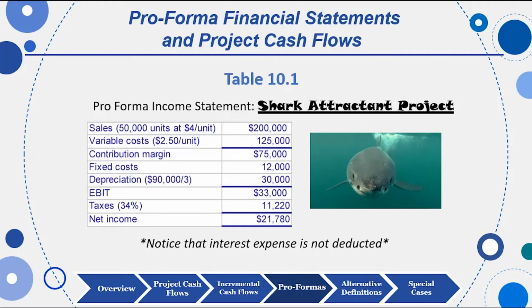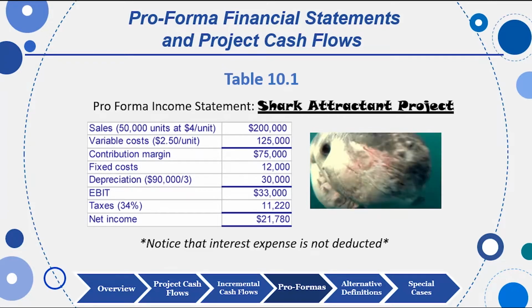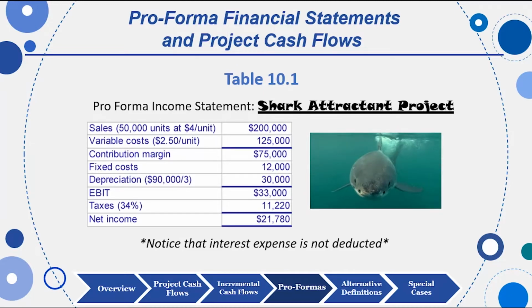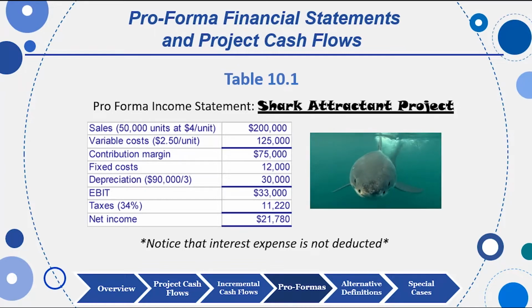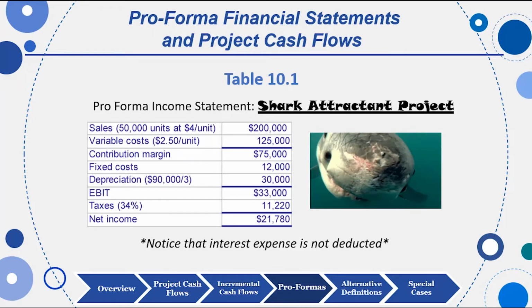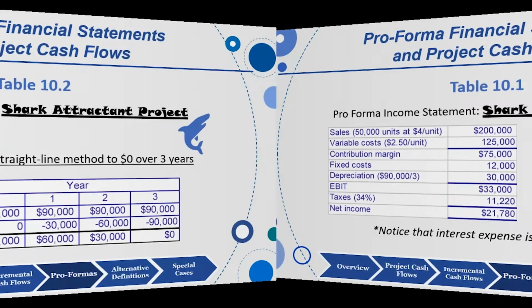We think we can sell 50,000 units at $4 a unit. That's how we got the sales number. And we think we can manufacture this product for $2.50 a unit times 50,000 units or $125,000. Build that all the way down, tax it at 34%, and come up with an NPAT of $21,780. From that, we can quickly calculate the OCF using any of those 4 methods, because there is no interest expense on the income statement for this project.